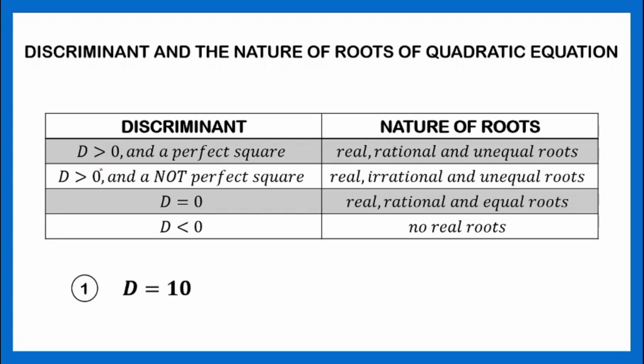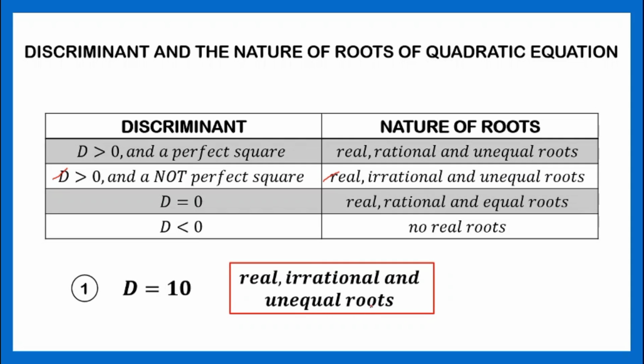Greater than 0. So pwede siya sa 1, pwede siya sa 2. Pero perfect square ba? Doon siya magkakatalo. Perfect square ba ang 10? Hindi. So, dito siya. Dito yan magfo-fall. Therefore, ito ang isusulat mo dapat. Real, irrational, and unequal roots. Ayan. So, if this is your answer, congratulations, you are correct.